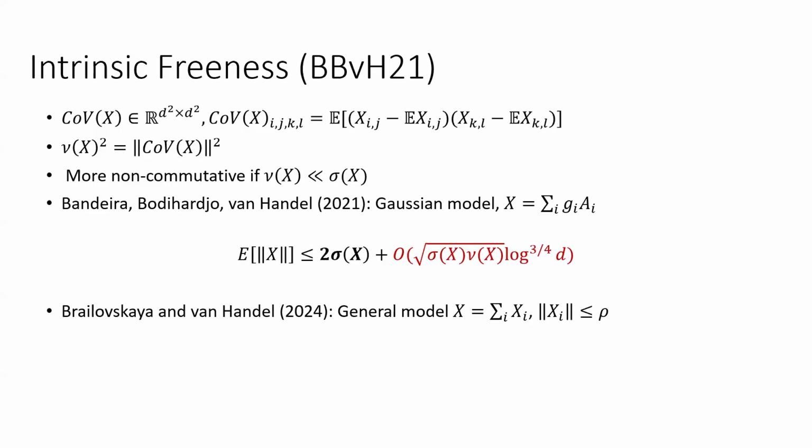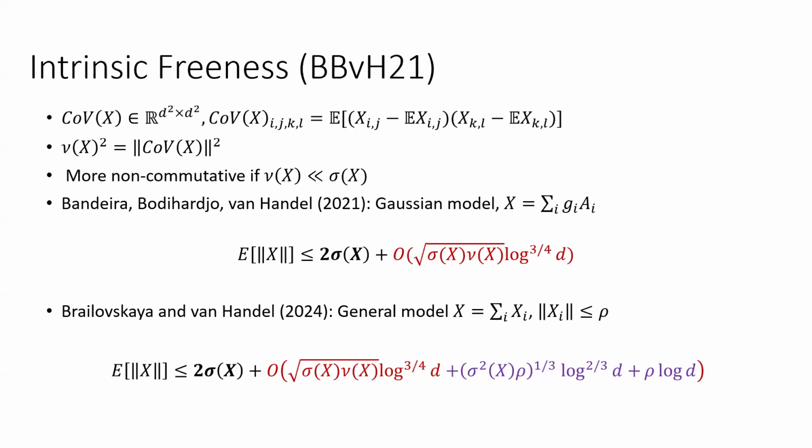And then later on, Bandeira, Boedihardjo and Van Handel in the follow-up work showed that this kind of result also extends to the non-Gaussian model. So here we have x as a sum of general independent matrices x_i, where each x_i has almost surely bounded norm, bounded by rho. And then essentially we can get an error bound of 2 sigma x plus the non-commutativity parameter, which is given in red, and also this purple thing over here, which is sort of some geometric mean between sigma and rho that measures how close to Gaussian it is. So this purple thing measures how close it is to Gaussian, and this red part measures how well-behaved the Gaussian part is.